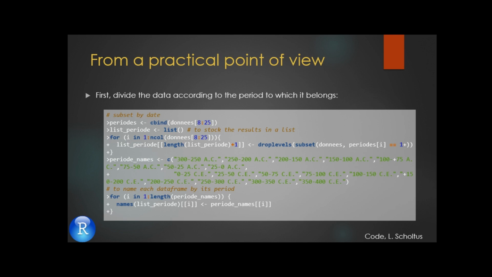So I will now quickly introduce you to the manipulation performed on the data under R before presenting you with the first results. The first step is to divide the data into 18 data frames, which correspond to 18 chronological periods taken into account in this study. Each data frame contains the data belonging to the designated periods.